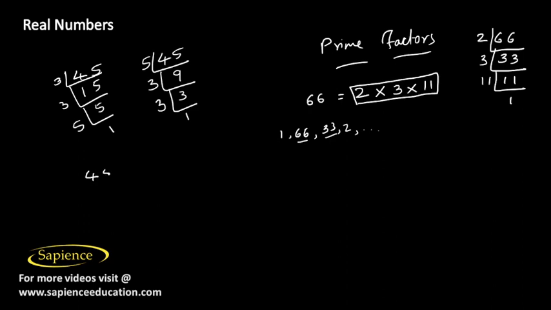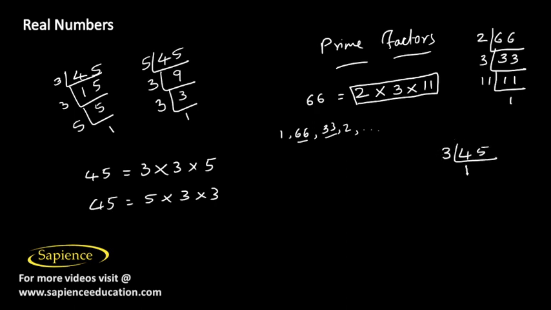So the first student will write 45 is equal to 3 into 3 into 5. The second student will write 45 as 5 into 3 into 3. A third student might divide it like this, dividing by 3, 1 and 5. Now dividing by 5 and again by 3. So the third student will write it like 3 into 5 into 3.